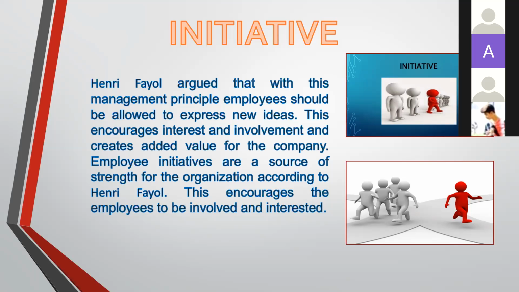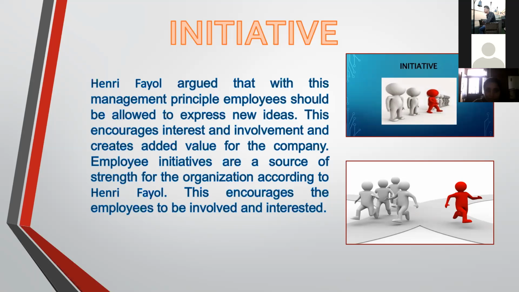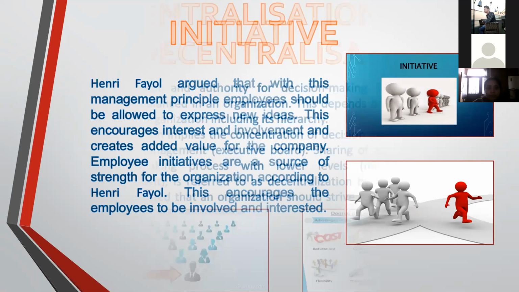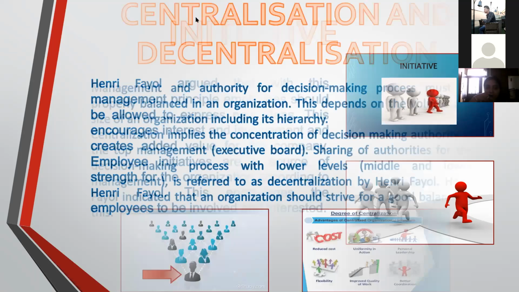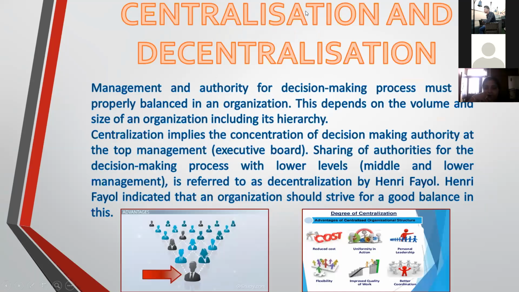The next principle is centralization and decentralization. The concentration of decision-making authority in top management is called centralization, whereas its dispersal among more than one person is known as decentralization. Those organizations in which decision-making authority lies with the top management are termed centralized organizations, whereas those in which decision-making authority is shared with the lower levels are decentralized organizations.